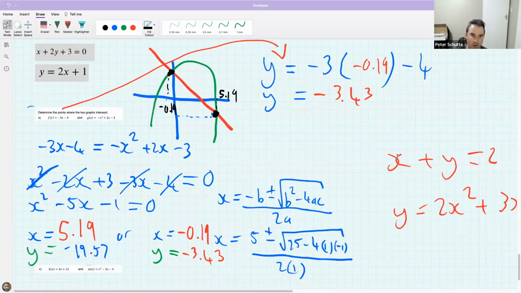The question has been asked, how do we get the y values? We take the x values that we found, like 5.19, and put them into the simplest of the two equations. If I put x as 5.19, I get out that. And if I put the other value into the equation, I would get out that one over there. Alrighty.